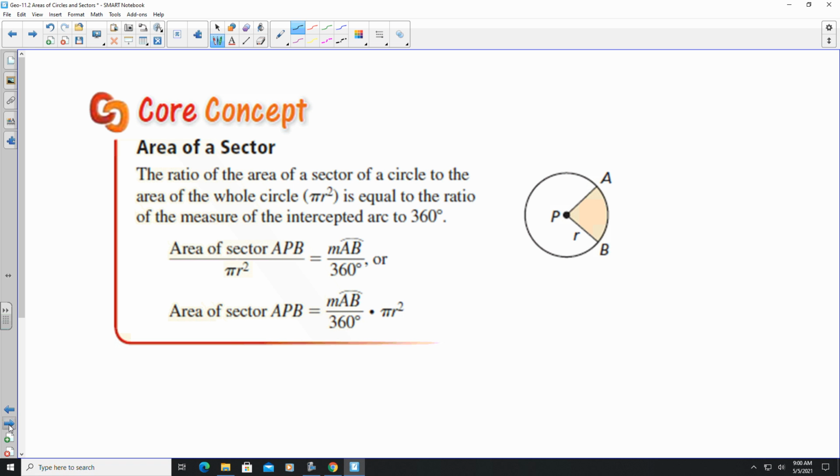So a couple things you need to have. You need to have the radius. You need to have this angle measure here. And what you're going to do is wherever that angle measure is, you're going to divide it by 360 because you're getting a portion of the area. So that percentage is divided by 360 again because the circle is 360. And then it just gets multiplied by the area of the circle, pi r squared.